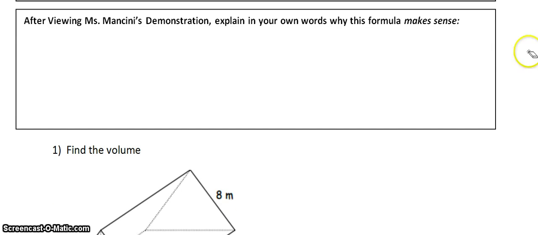So I want you to explain why this formula makes sense based on the demonstration I did. You're going to write that in your own words. You can pause the video and do that.